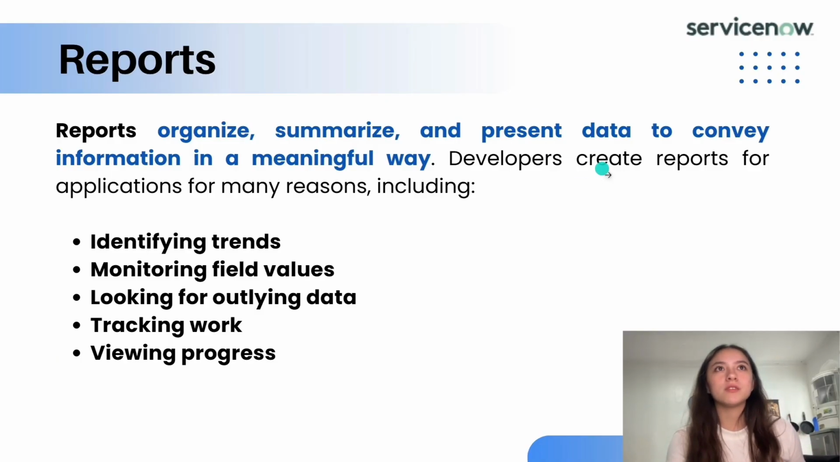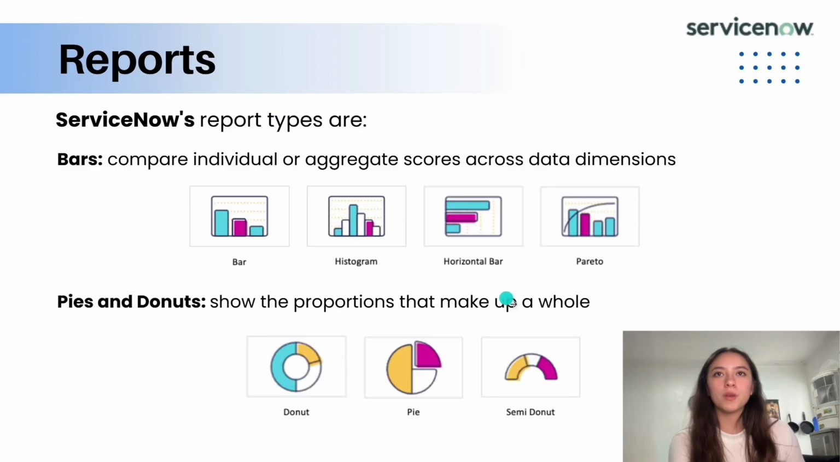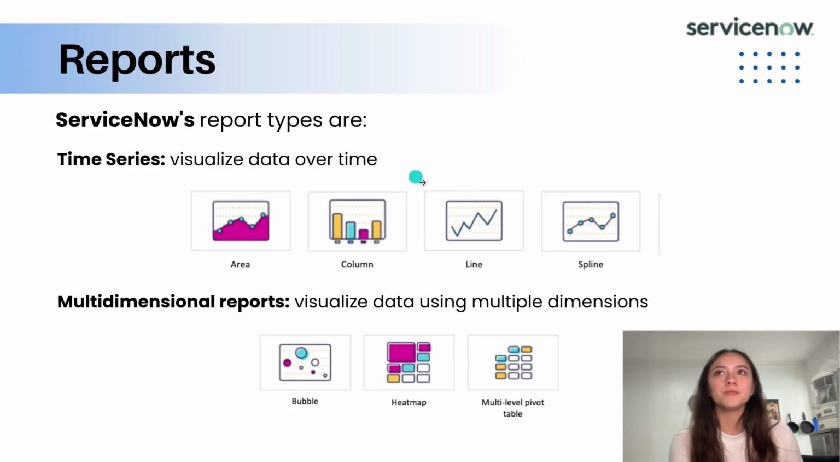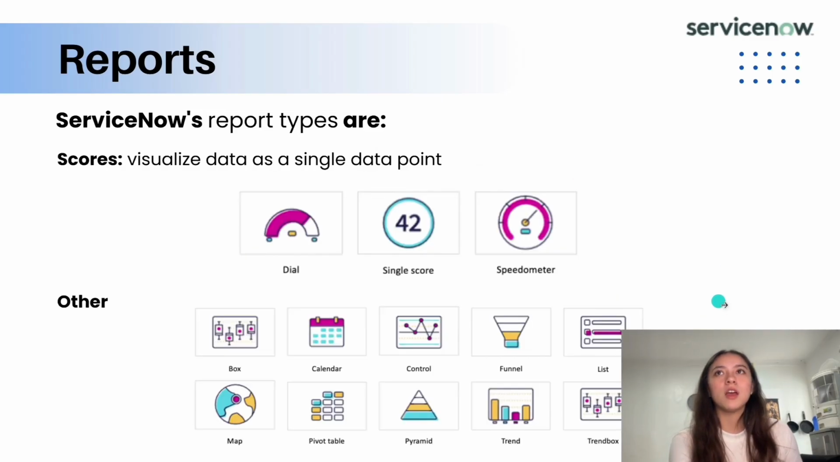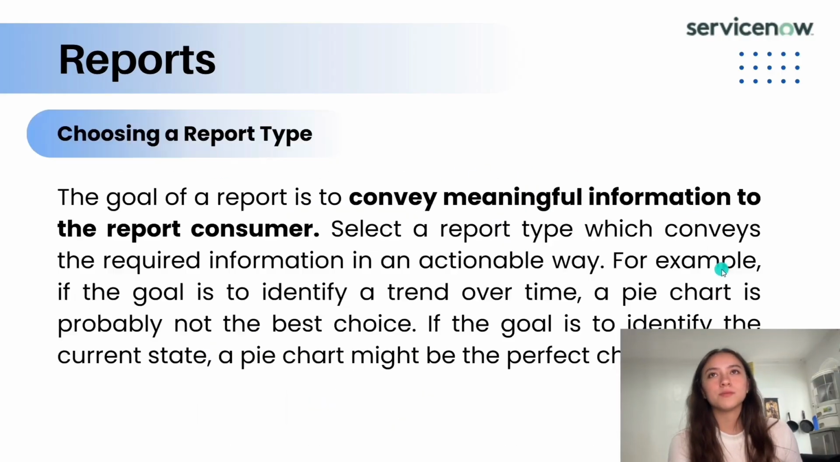Reports organize, summarize, and present data to convey information in a meaningful way. Developers create reports for applications for many reasons, including identifying trends, monitoring field values, looking for outlier data, tracking work, and viewing progress. ServiceNow's report types are bars, which compare individual or aggregate scores across data dimensions, pies and donuts, which show the proportions that make up a whole, time series, which visualize data over time, multidimensional reports, which visualize data using multiple dimensions, and scores, which visualize data as a single data point, and others.